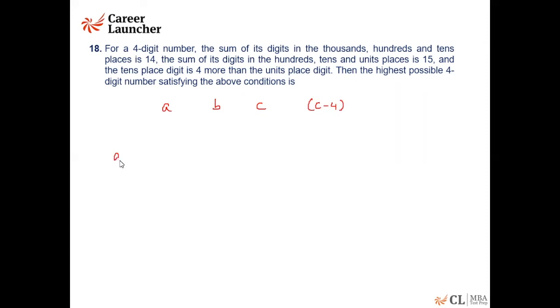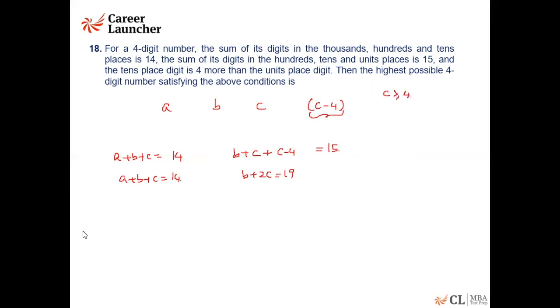So we know that A plus B plus C is equal to 14. B plus C minus 4 is equal to 15, or basically B plus 2C is equal to 19. And A plus B plus C is equal to 14. Now this also kind of tells me that C, if I were to look at the numbers, must obviously be greater than or equal to 4.